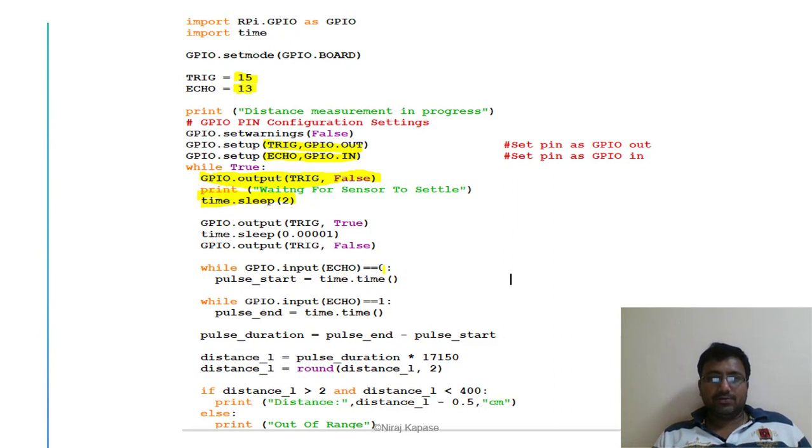While GPIO.input echo equals 0, pulse start time equals time.time is measured. Whenever it gets a reflected signal, echo as 1, then pulse end is calculated: pulse end equals time.time. Pulse duration is calculated with the equation pulse duration equals pulse end minus pulse start. Then the distance is pulse duration into 17150. So this is again the calculation of 0.034. The distance is rounded to 2 decimal places with the round function, and the distance is printed on the monitor. If distance is greater than 2 and less than 400, the distance is printed.